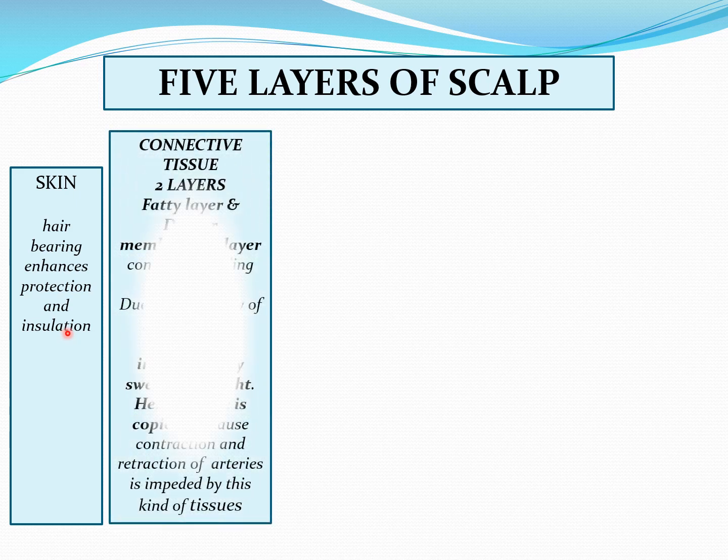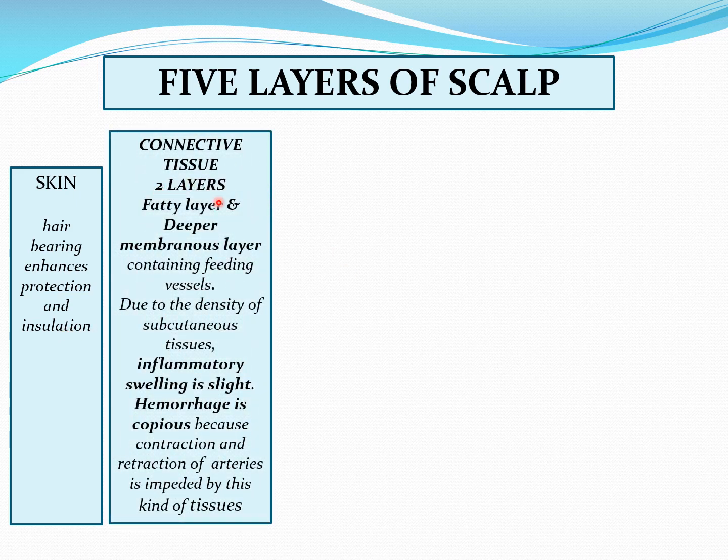Second layer is the connective tissue, which is further subdivided into two important layers, that is the fatty layer and the deep membranous layer, containing feeding vessels. Due to the density of this layer or the subcutaneous tissue, inflammation is slight in this area. So in this layer, the inflammatory swelling is slight and the hemorrhage is copious, because the contraction and the retraction of the arteries is impeded by this kind of tissue.